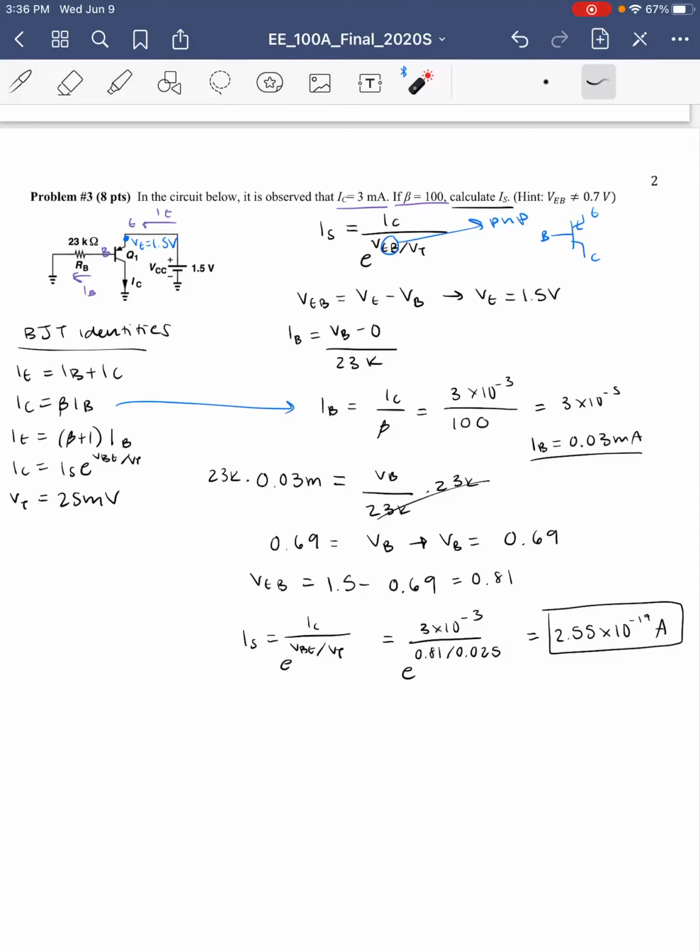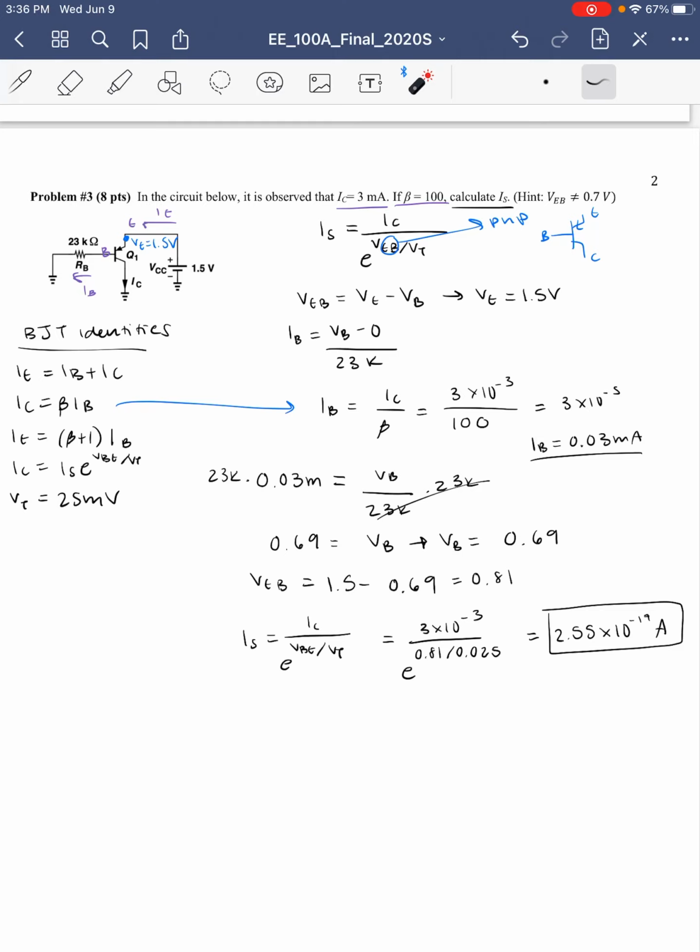This is problem number 3 from the first practice final. So we're told that the collector current is 3 milliamps, beta is 100, and we're asked to calculate the saturation current, and we're told that VEB is not equal to 0.7 volts, so we don't know what VEB is. So we have these, which are all our BJT identities, and so we can see that we can use this equation in order to find the saturation current.